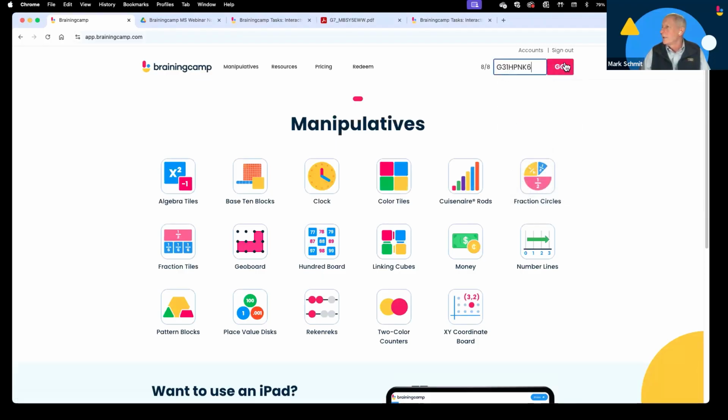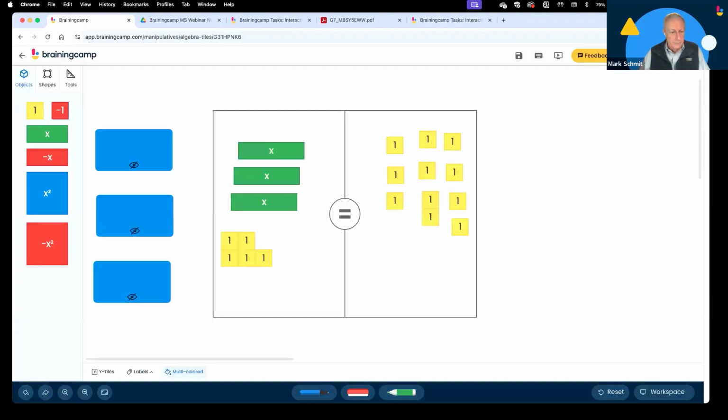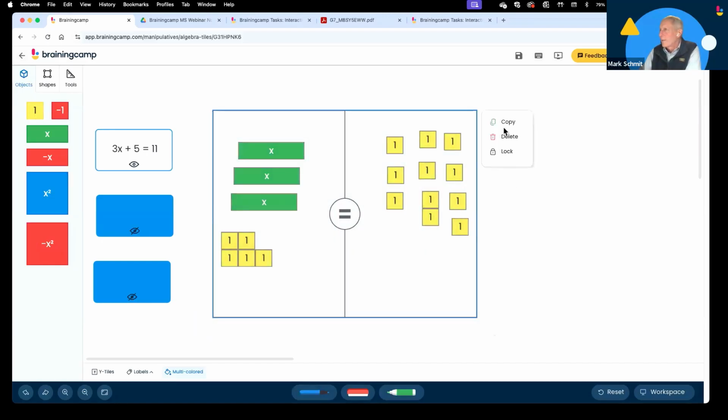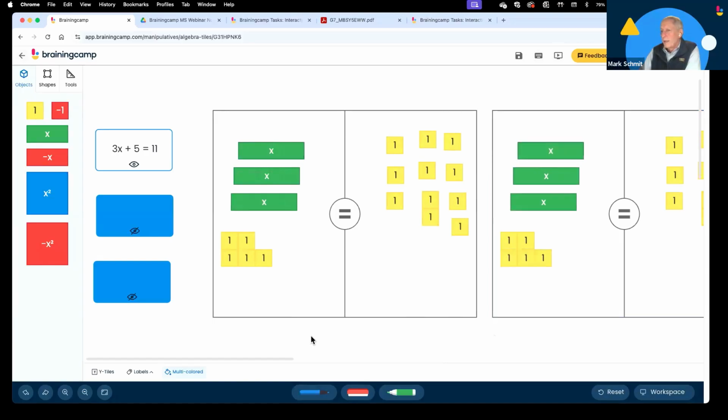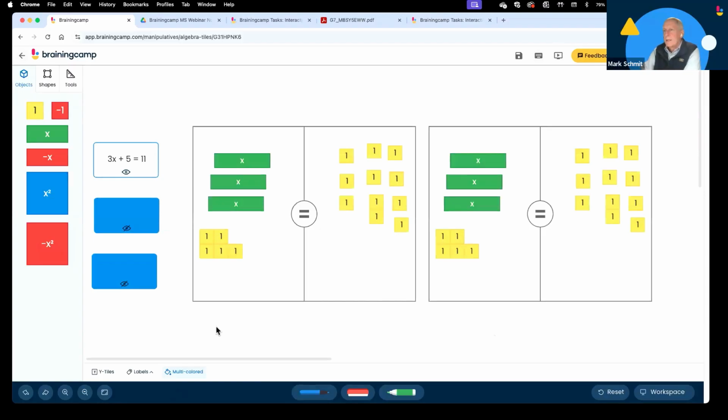Let's quickly take a look at using algebra tiles to solve an equation. We'll go through this one fairly quickly. It looks like I have 3x plus 5 equals 11. Now, I'm going to copy all this because I want to keep my original so I can see that process as I go through it. Then I'll click the zoom to fit button so it brings it all back on the screen so I can see it.